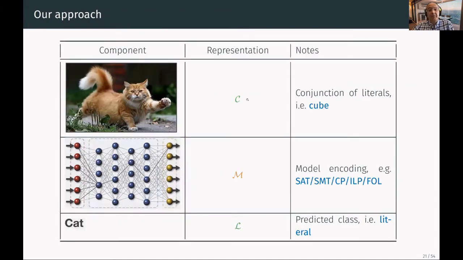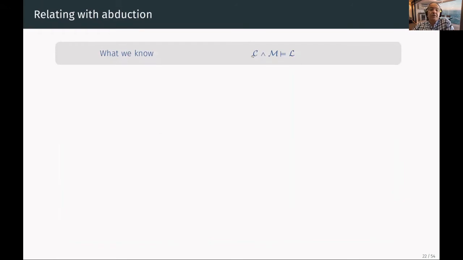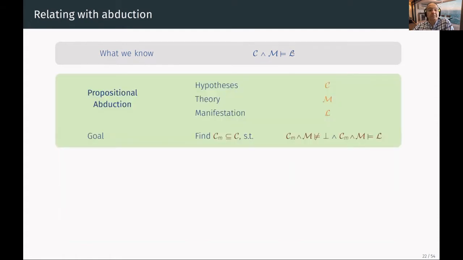So what do we have? The way we started is as follows. We have an input, which we represent as C. It's the cube, a conjunction of literals. We have, for example, a neural network. So the encoding of the neural network is our M. And we can use any type of encoding: SAT, SMT, constraint programming, etc. And then the output in this case would be just, it's a cat. So it's a literal, which essentially says, I'm predicting a cat. So we know for sure that if I have the input cube and the model, for the neural network, this entails the prediction cat.